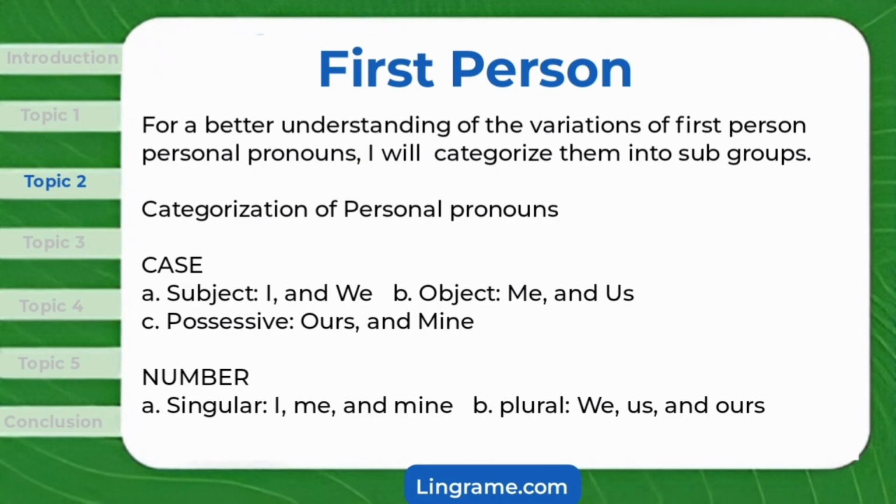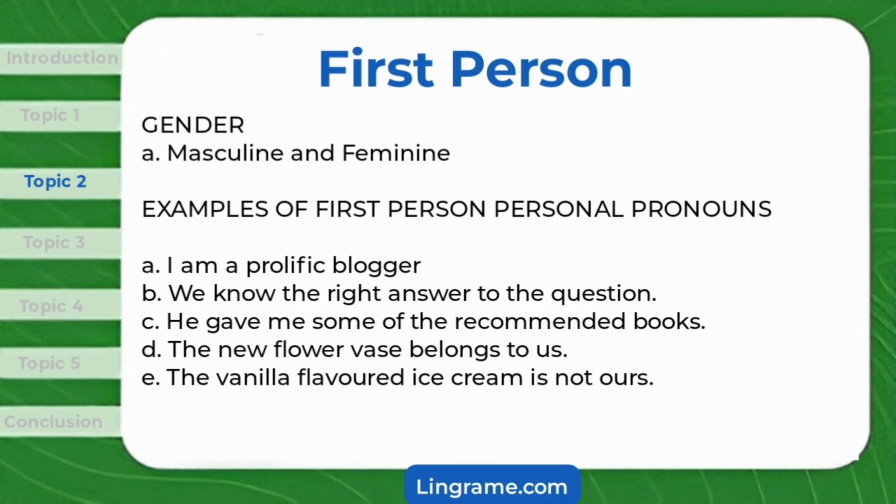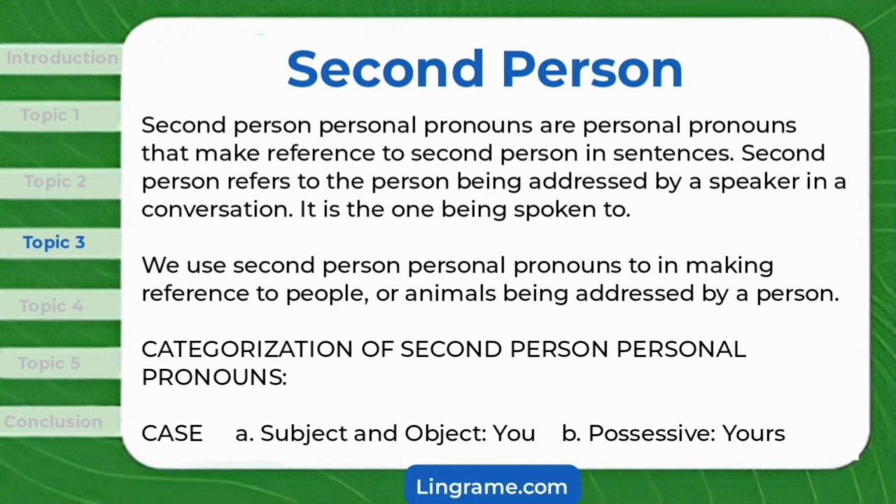Categorization of personal pronouns: case, subject, I, and we, object, me, and us, possessive, ours, and mine, number. Singular, I, me, and mine, plural, we, us, and ours, gender. Masculine and feminine. Examples of first-person personal pronouns: I am a prolific blogger. We know the right answer to the question. He gave me some of the recommended books. The new flower vase belongs to us. The vanilla-flavored ice cream is not ours.